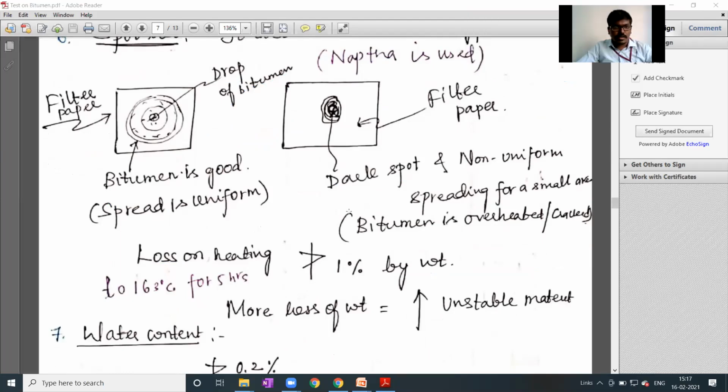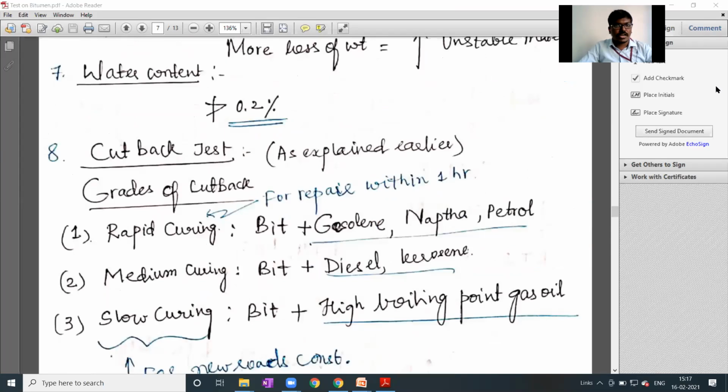Next, water content should not be more than 0.2% of the bitumen. Whenever we say water content, remember that one of the enemies of bitumen is water. Whenever the bitumen comes in contact with water, it may lose its stability or its ductile nature.